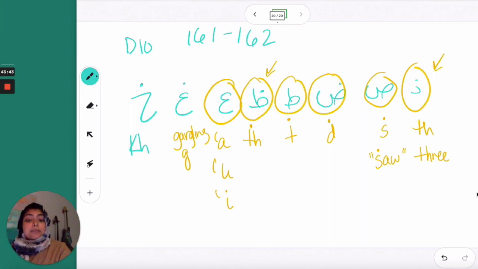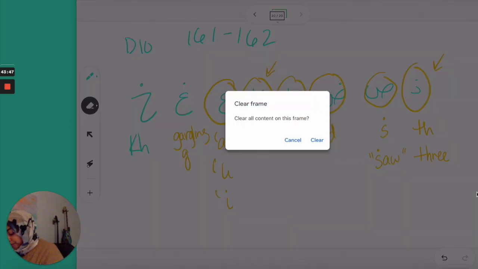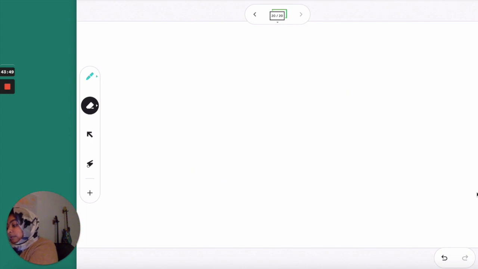Okay? So now these are all sort of the hard letters. So what I want to do is make a chart for you that I would recommend that you do. I'm going to clear the frame. I also want you to practice that drill, which I'll do a recording of. The chart is light letters versus heavy letters.